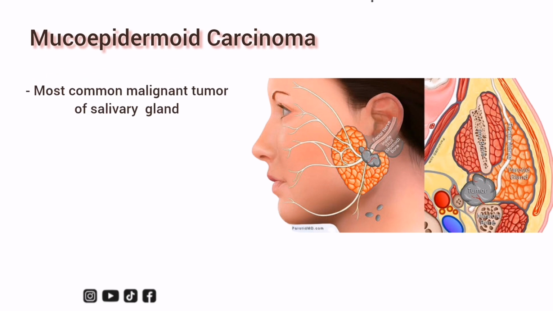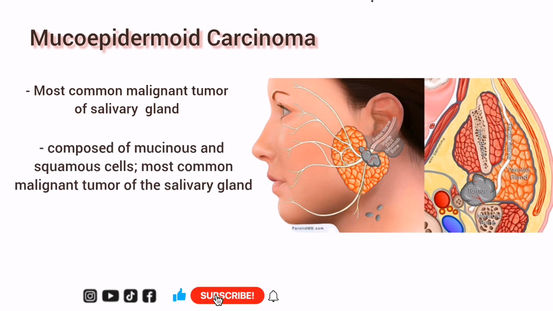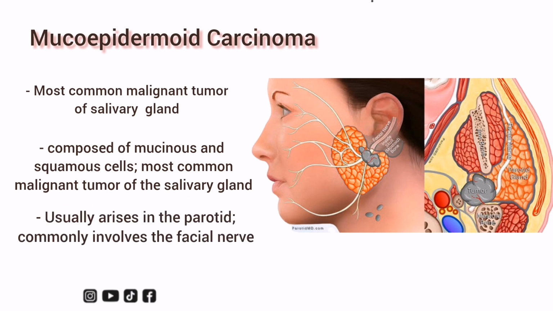The next one is the mucoepidermoid carcinoma, which is the most common malignant tumor of the salivary glands, composed of the mucinous and the squamous cells. Most common malignant tumor of the salivary gland usually arises in the parotid, commonly involves the facial nerve.